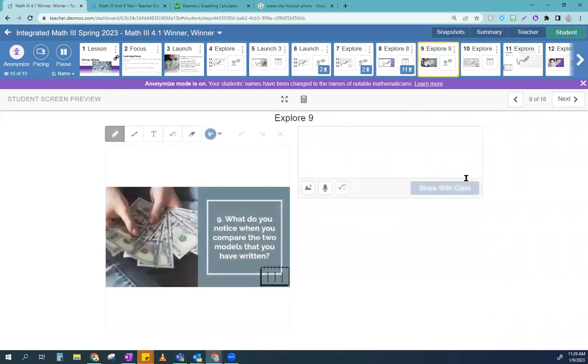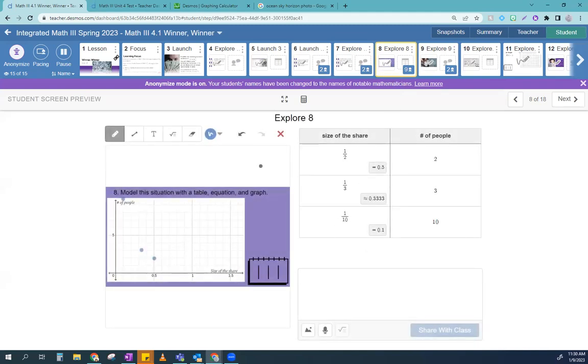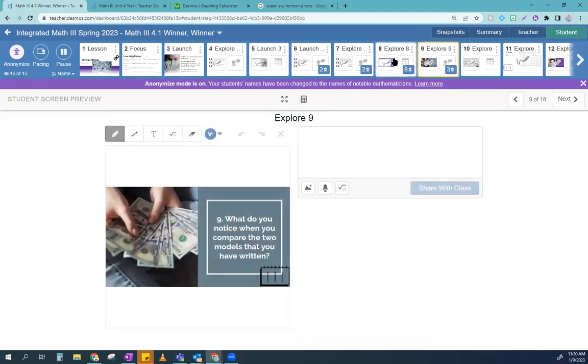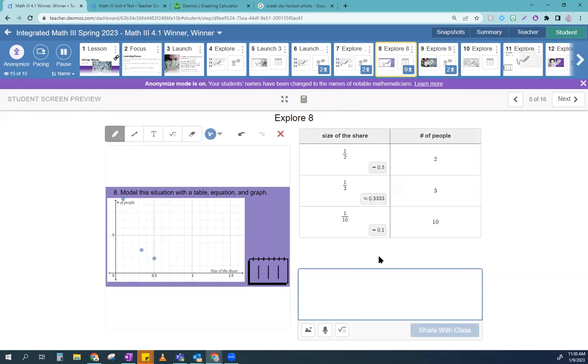Okay, let's move on. Okay, what do you notice when you compare the two models that you have written? What do you notice about this one here? And where are you here? Yeah, here. So 1 over X here and this one here. What was the equation for this one? Anybody know the equation for this one? I skipped it. 1/2 would be 2, 1/3 would be 3. The equation of this would be what? Yeah, 1 over X. Very good.